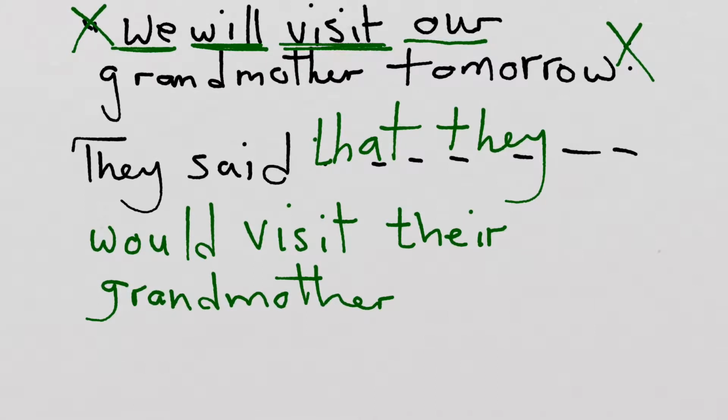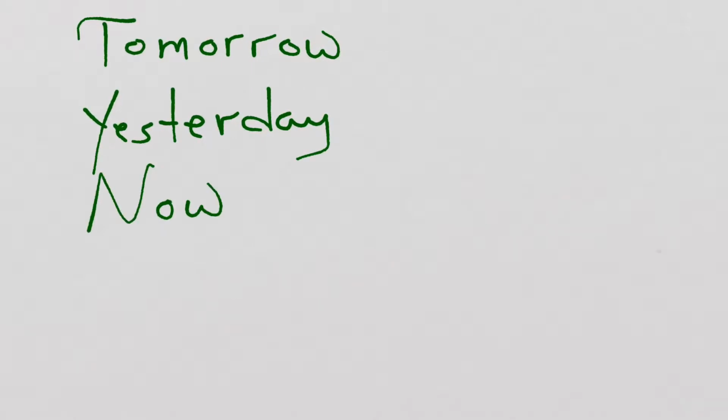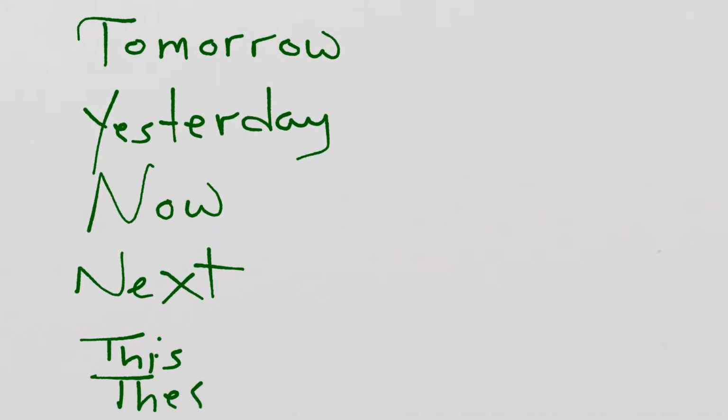And the same we are going to do with the word tomorrow. Remember, I told you before that we have to change the key words. If we have, for example, tomorrow, you have to change it. If we have the word yesterday, also you have to change it. If we have the word now, you have to change it. If you have the word, for example, next, you have to change it. If you have demonstratives like this or these, also you have to change them.